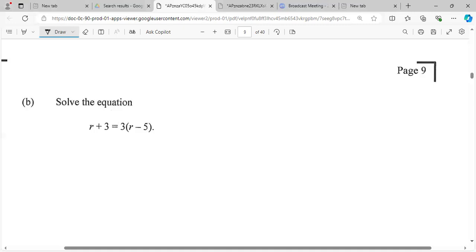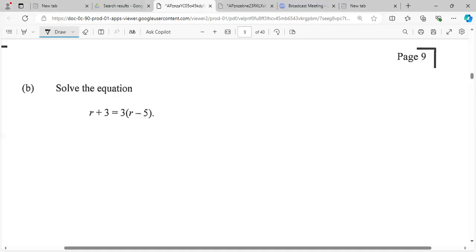Alright, it says solve the equation 3 plus r plus 3 is equal to 3 bracket r minus 5. Now we know that once we have an equation and we have bracket, we have to remove the bracket by multiplying both terms. So 3 times r, 3r, 3 times negative 5, negative 15. And of course, we have r plus 3. So we need to group the like terms now. So we need to get the r with itself. Since r is over here and it's bigger, I'm going to take over this r, or subtract r from this side, right? So I'm going to subtract, because I'm just going to keep the r positive.